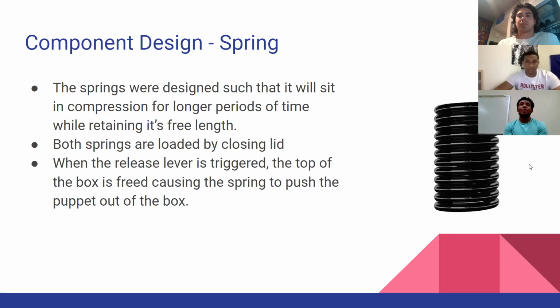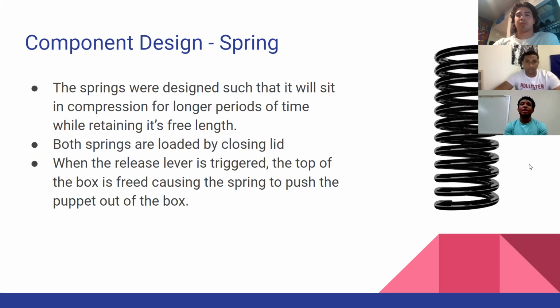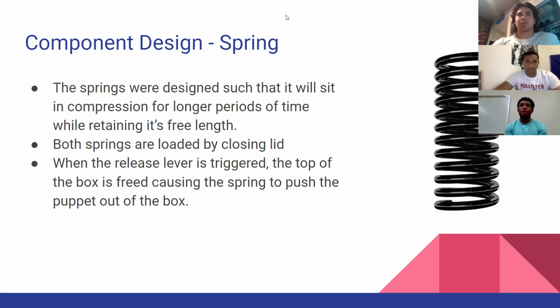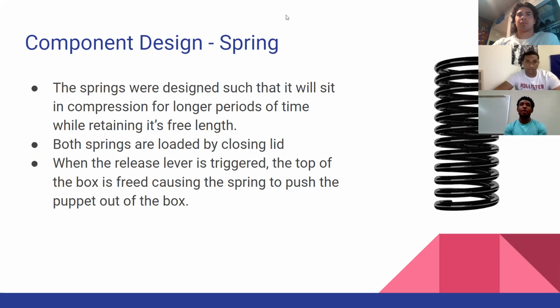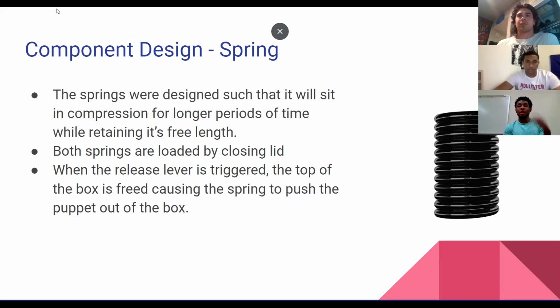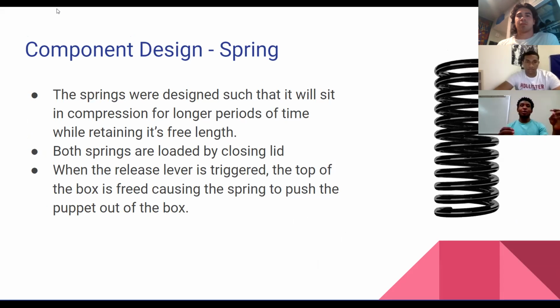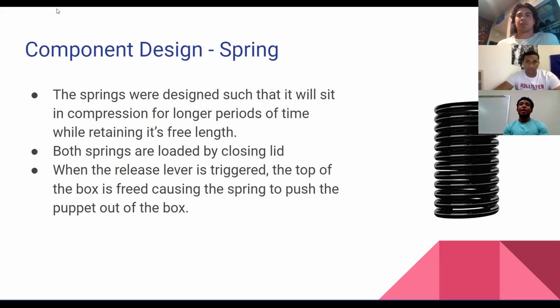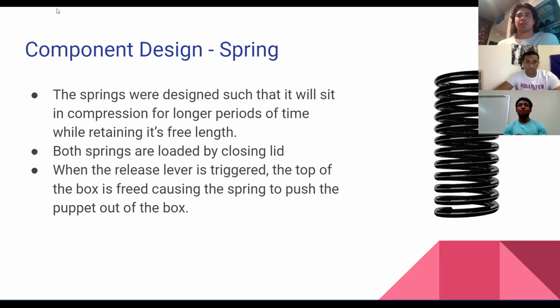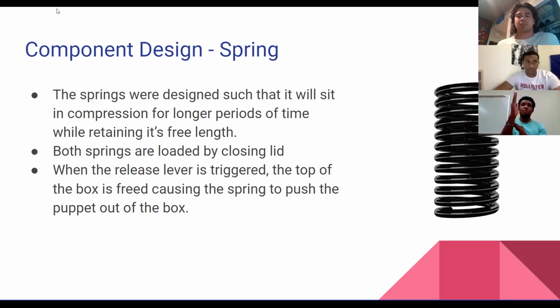First of our components was a spring designed so that it can withstand compression for a long period while also retaining its free length. Both springs are loaded by closing the lid where the little jack guy pops out. And when the release lever is triggered, the top of the box will be freed open so that the spring will push the puppet out of the box.